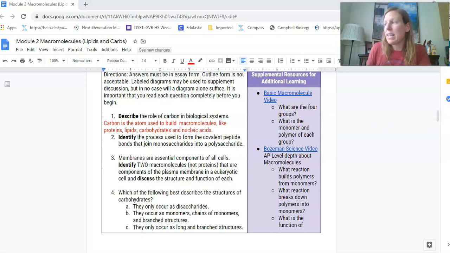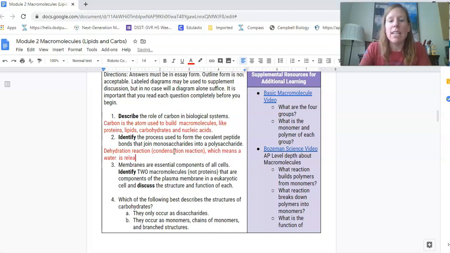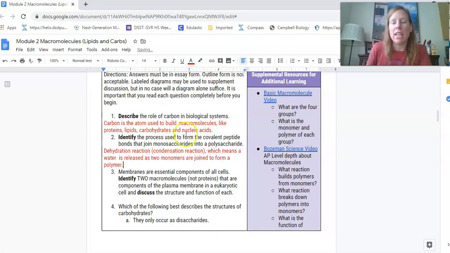Okay, so the process that is used to join monosaccharides into a polysaccharide, as we discussed earlier, is a dehydration reaction or a condensation reaction. And even though it's identify, so it's like a 1 word, I would recommend explaining what that is, because if you have the time, that could get you points. So dehydration reaction, which means water is released as 2 monomers are joined to form a polymer. Really shows that you understand.